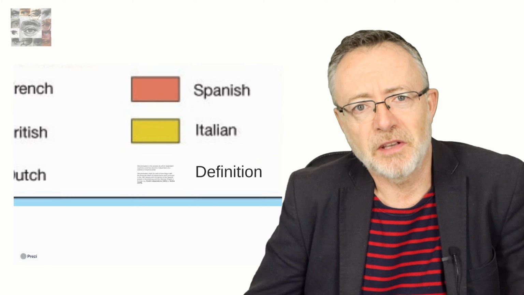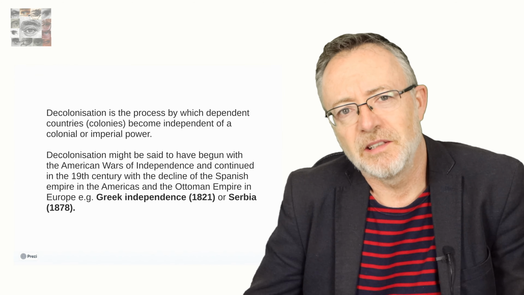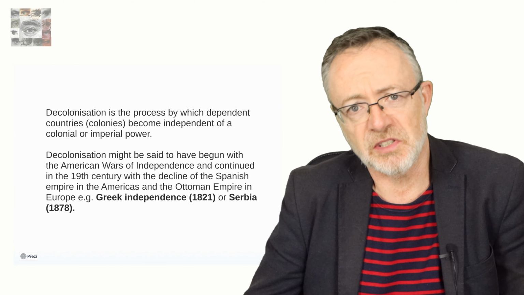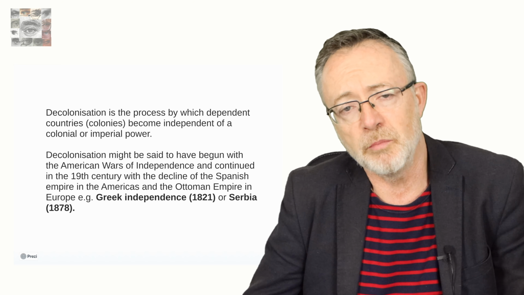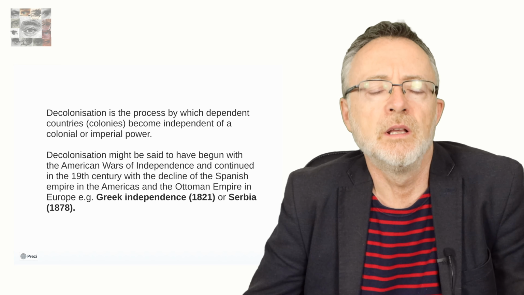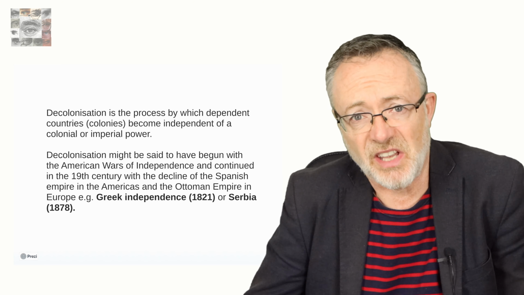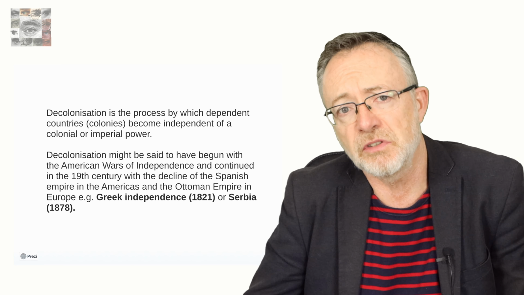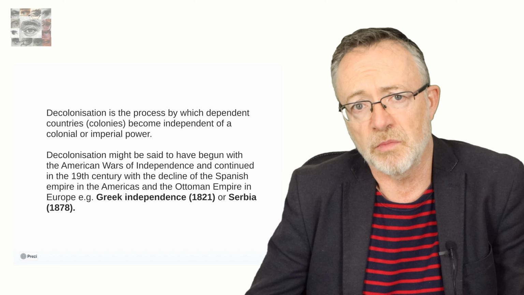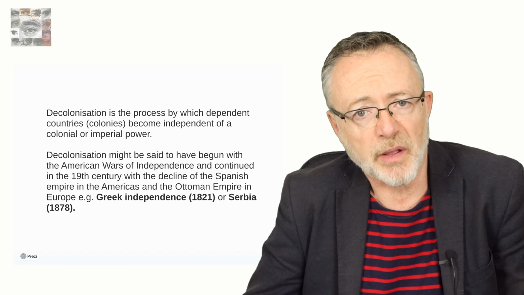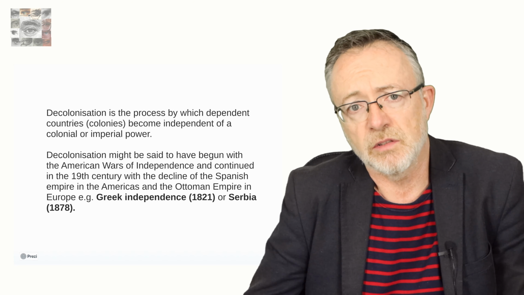Let's get some definitions out of the way. Decolonisation is the process by which dependent countries, colonies, become independent of a colonial or imperial power. Decolonisation might be said to have begun, I suppose, with the American Revolution in the 18th century, and this continued in the 19th with the decline of the Spanish Empire in the Americas and the Ottoman Empire in Europe. This led notably to Greek independence and Serbian independence during that century.